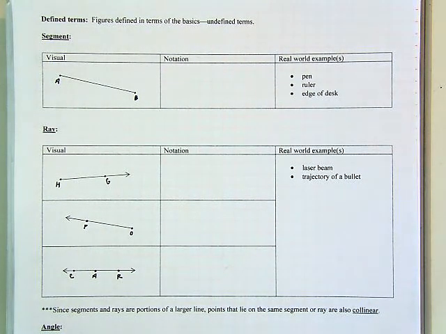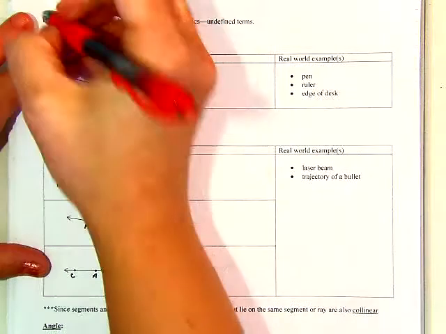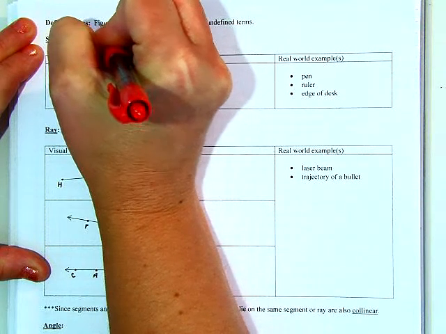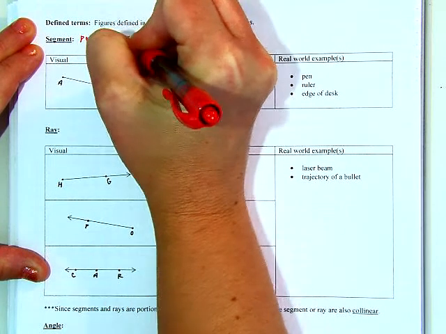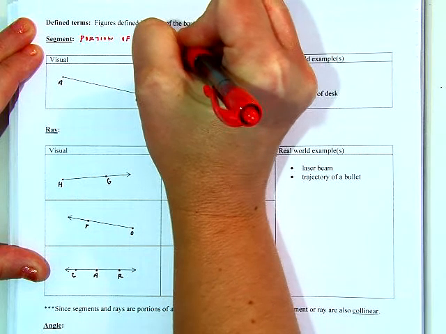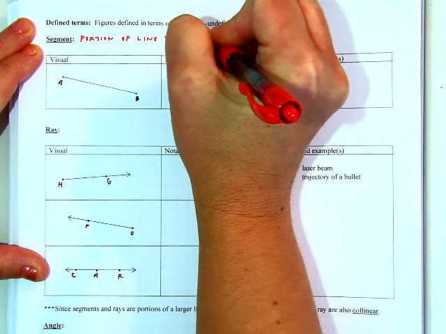Okay, so we're starting off with a segment. So a segment is a portion of a larger line. It just has 2 endpoints. So a segment is a portion of a larger line with 2 concrete endpoints.